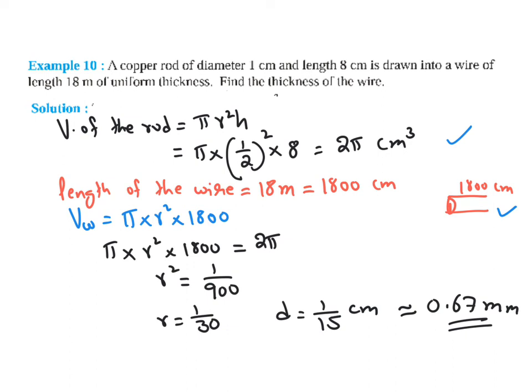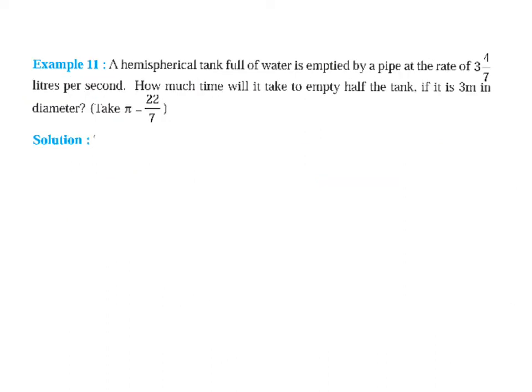So great, you need to remember the formulas, find out the variables that are given, apply them in the formulas, equate the two volumes, and follow the simplification process. Let's try this.